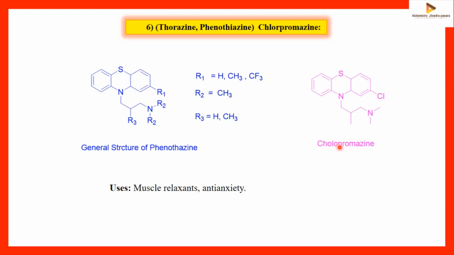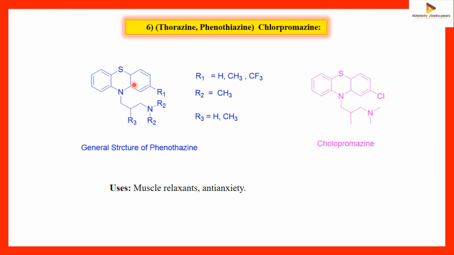These drugs have a heterocyclic ring system called phenothiazine. It has two heteroatoms, sulfur and nitrogen, and has substitution at the 2 and 10 positions. Numbering starts from this carbon: 1, 2, 3, 4, 5, 6, 7, 8, 9, and 10. So this is the 10 position, and this is the 2 position.